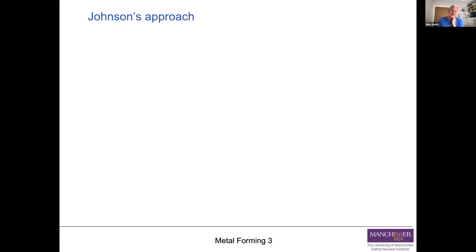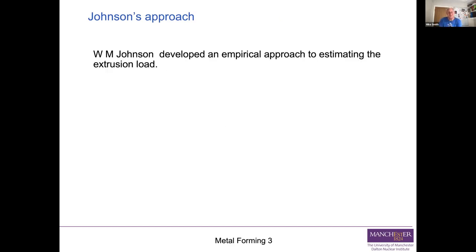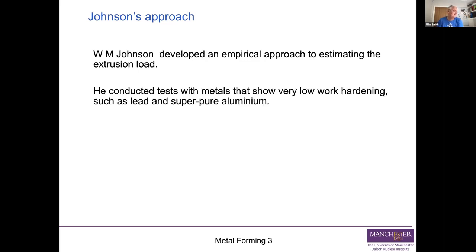So, can we do better than that? Well, a gentleman called Johnson has come up with something that allows us to do a little bit better. What he did was some experiments. Rather than a very simple piece of theory, he did experiments to see how far we deviate from that simple theory. He took some metals which had very low work hardening, such as lead or pure aluminium. In other words, the flow stress is equal to the yield strength. They don't work harden, so the assumption about constant flow stress is a really good one. They're elastic, perfectly plastic materials, which means their hardening modulus, if you remember from yesterday's lecture, is zero.